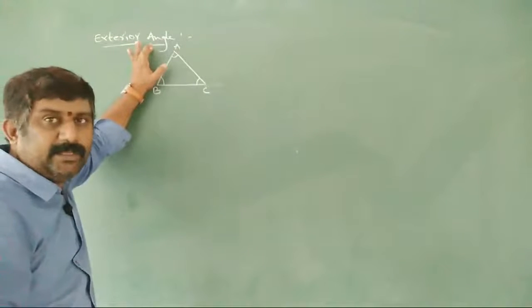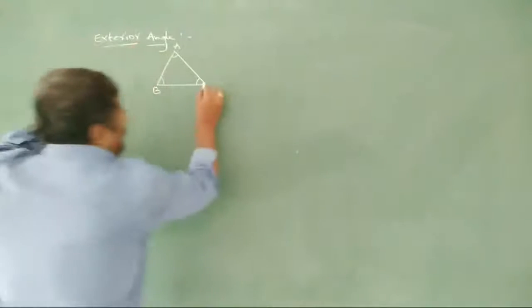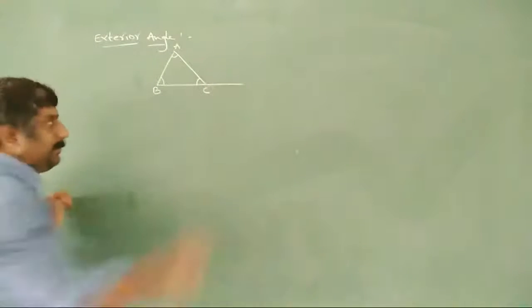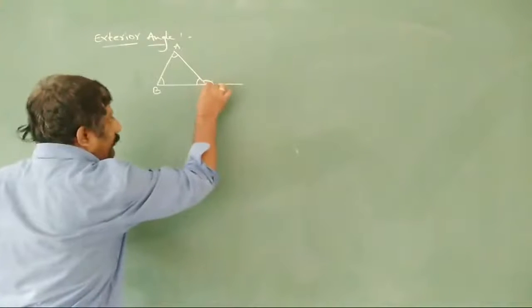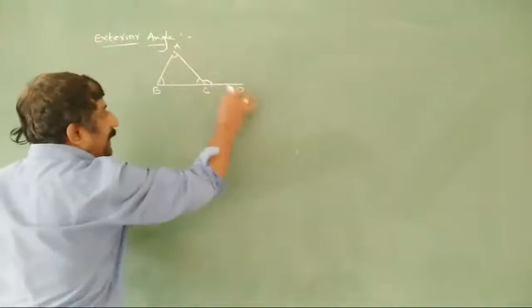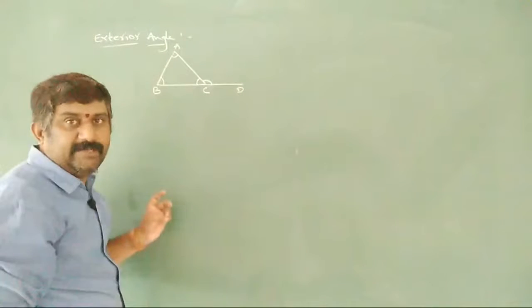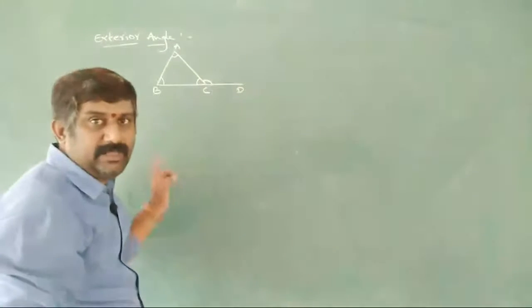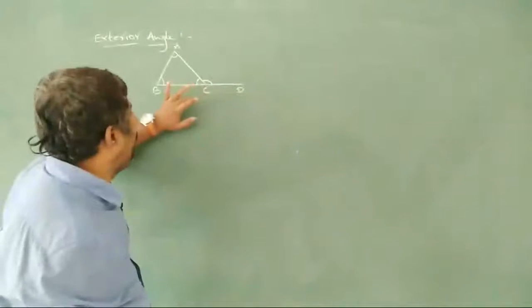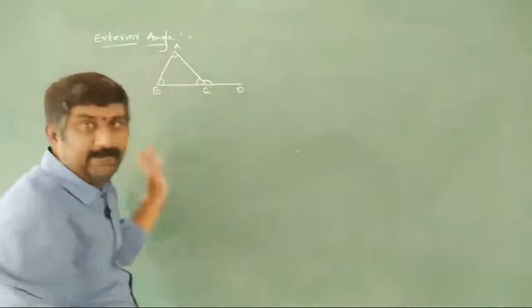Now we are going to get the exterior angle. Then what we are doing here? Just extending this BC here. One more angle is formed here. What is it? ACD is formed here. So that is nothing but the exterior angle of triangle ABC.